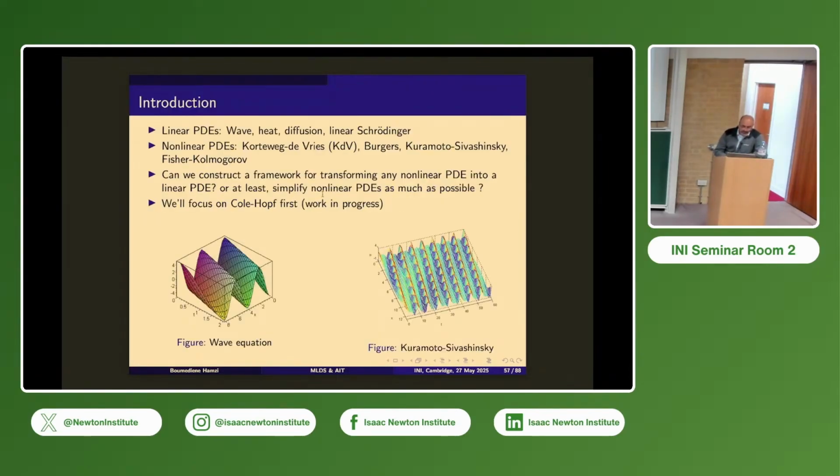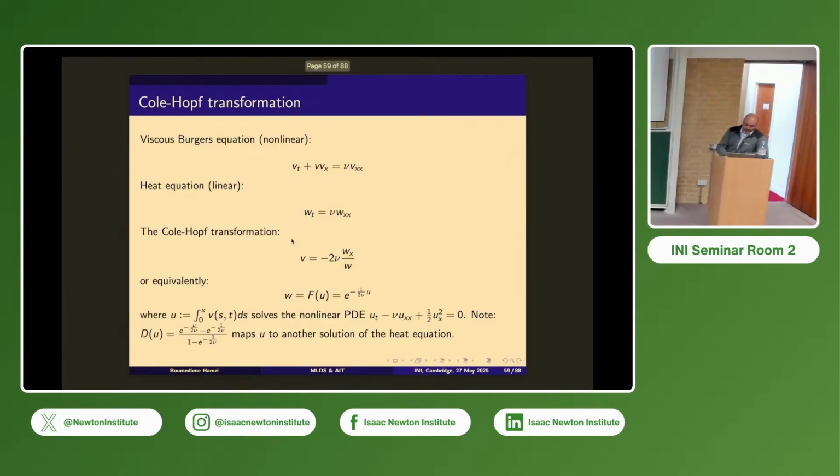For PDEs, we have linear PDEs that many of them are understood. Nonlinear PDEs are harder. Another question is, which kinds of nonlinear PDEs are we able to map into linear PDEs? A famous example is the Cole-Hopf transform that allows us to transform Burgers' equation to a linear equation, from Burgers to heat. This is the Cole-Hopf transformation.